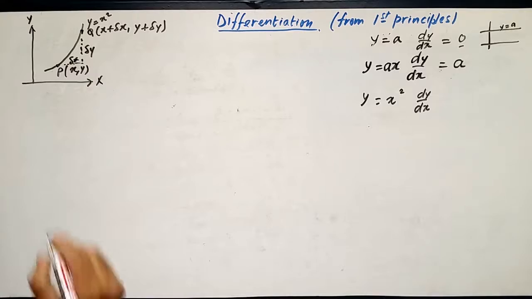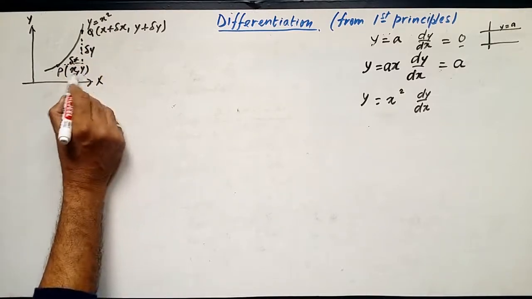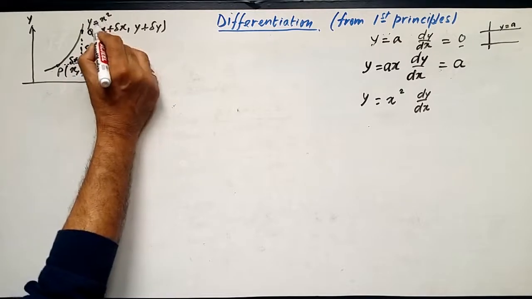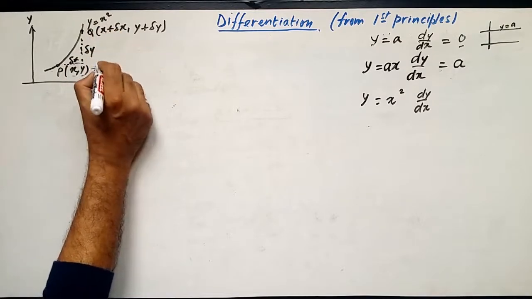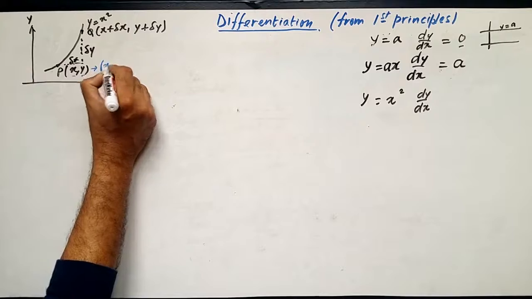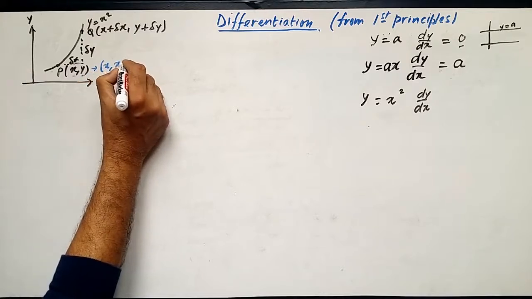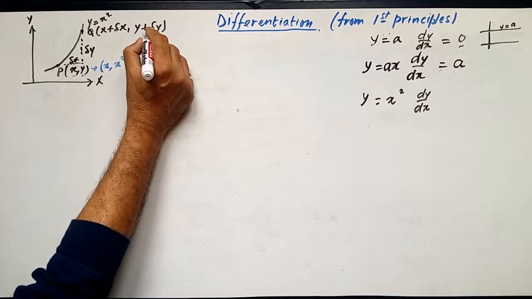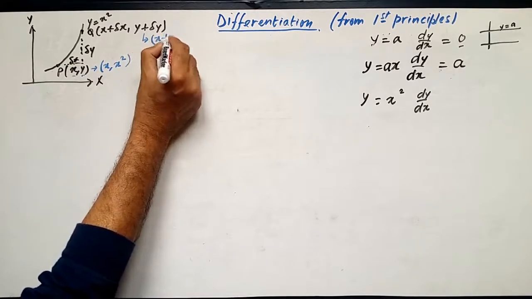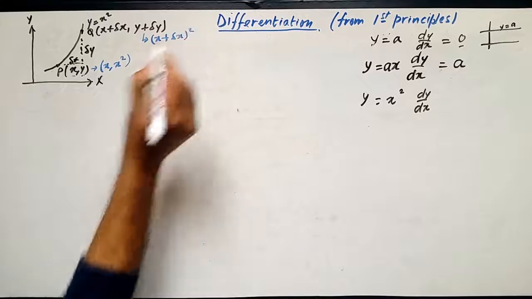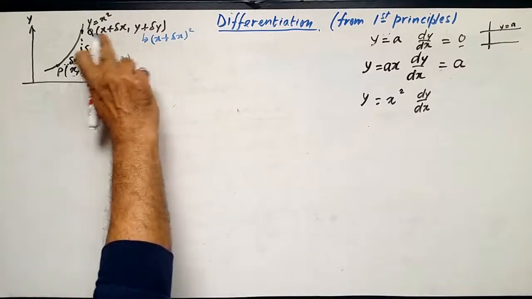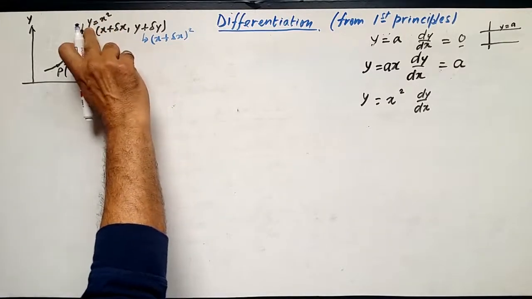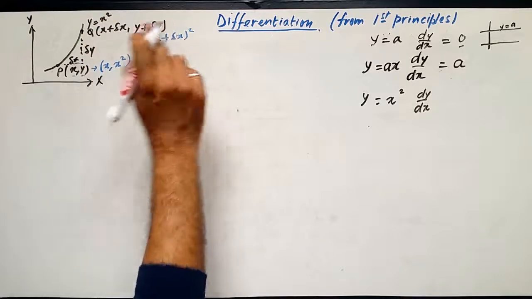Now since this is a curve y is equal to x squared, x and y should satisfy this equation. So we can rewrite this as the point x and x squared, and we can replace the y in this one by x plus delta x whole squared, right? Because here x in this case is x plus delta x, so y will be equal to x plus delta x into whole squared.